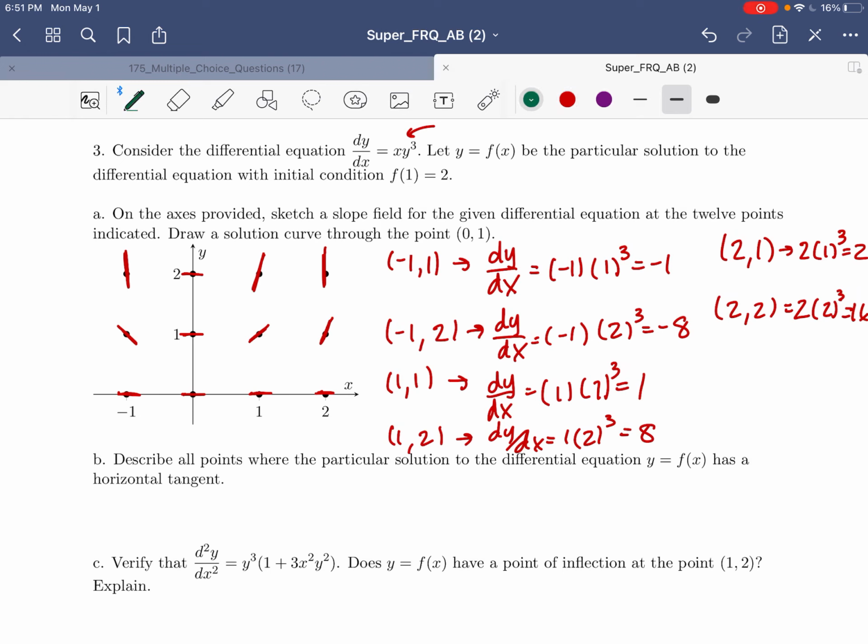And then it wants us to sketch a solution curve through the point (0, 1), so we've got to make sure it goes through (0, 1), which is this point right here. And I'll just follow whatever my slope looks like. So it's very steep, gets less steep, becomes 0 at this point, and then it becomes steep again. So you just kind of follow the slope field in this case.